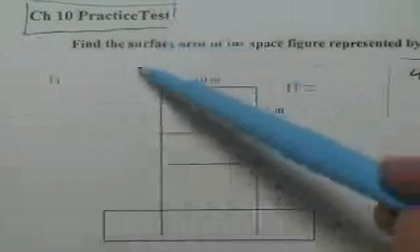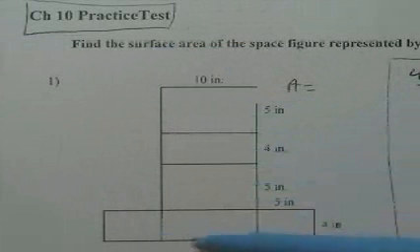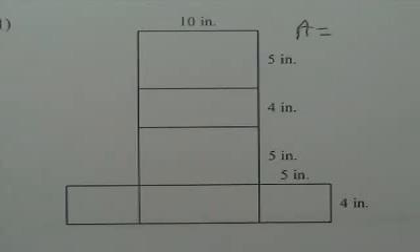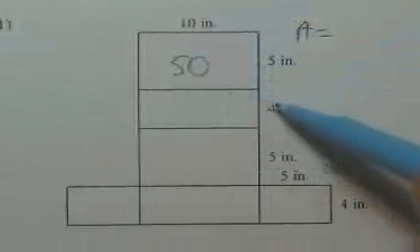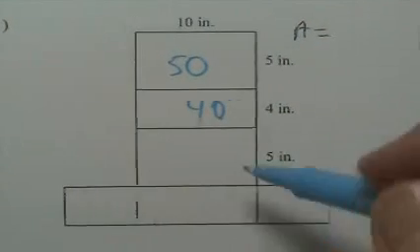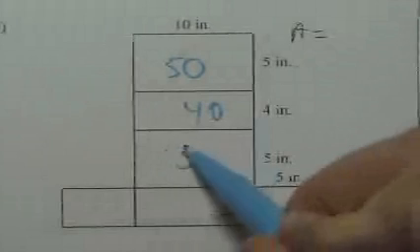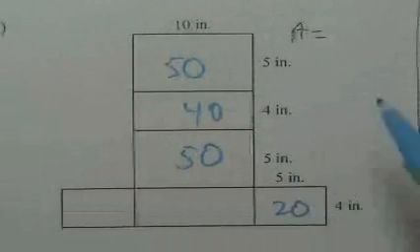On number 1, it says find the surface area of the space figure represented by the net. So find the area of the net. So we have 10 times 5, this is 50. And this is 10 by 4, that's 40. This is 5 times 10, that's 50. This is 5 by 4, that's 20.